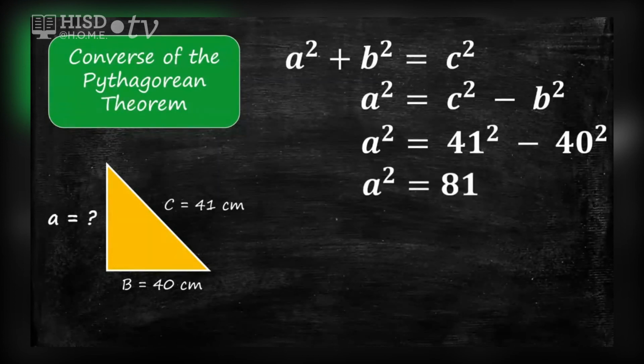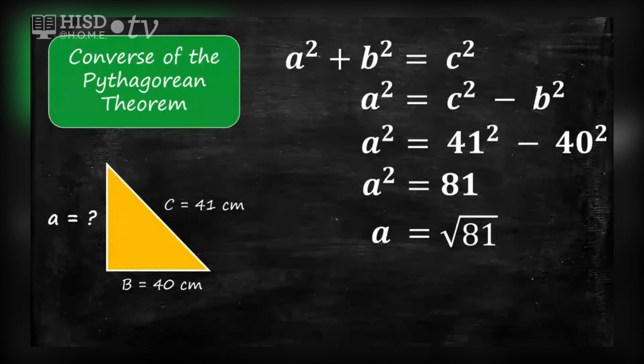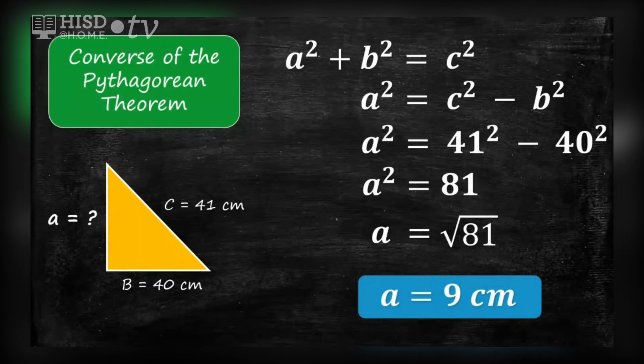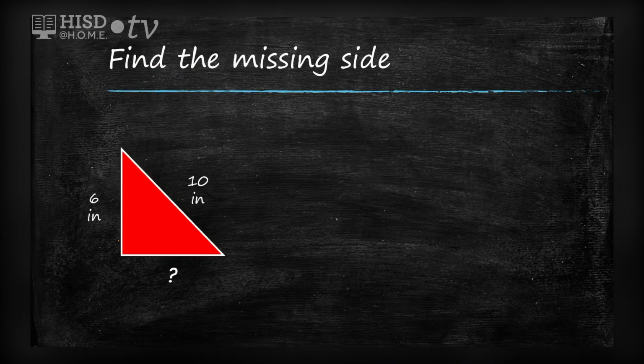Well, we already know that if A squared is equal to 81, I have to get the square root in order for me to find the side A. That means that A will be equal to 9 centimeters. And we're going to be doing the next example.